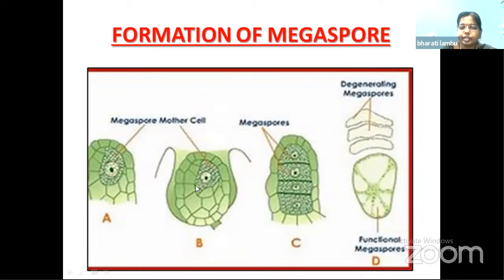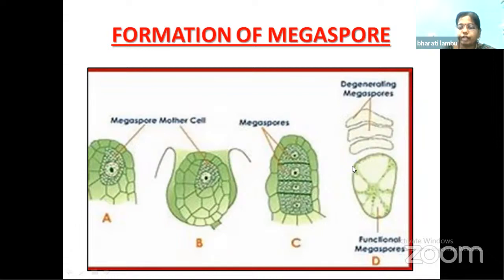This megaspore mother cell will undergo meiotic division to form a tetrad of linear megaspores. These are the 4 megaspores. Now these 4 megaspores are haploid and they are present in a linear manner. Out of these 4, 3 will degenerate. Only 1 will be functional. This functional megaspore is haploid now. This in future will form the embryo sac. If the embryo sac is formed from this, it is called monosporic development.